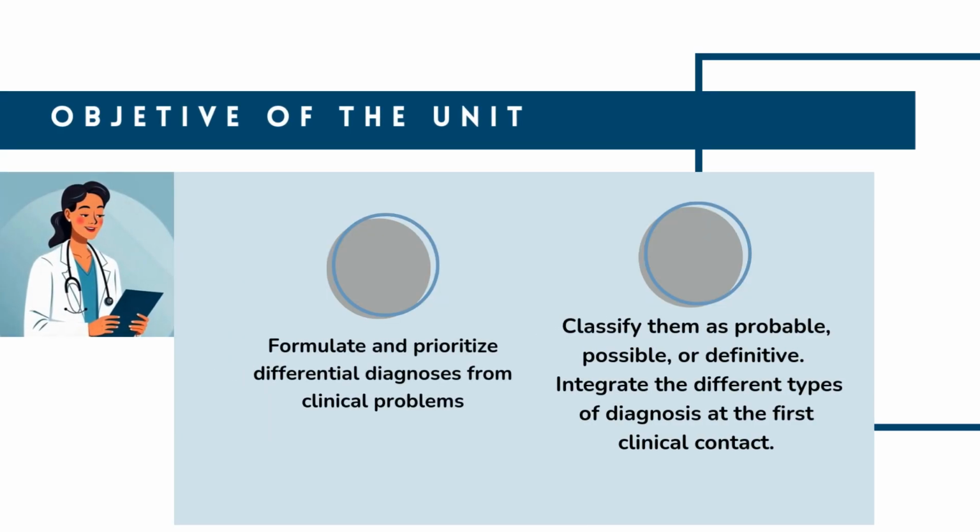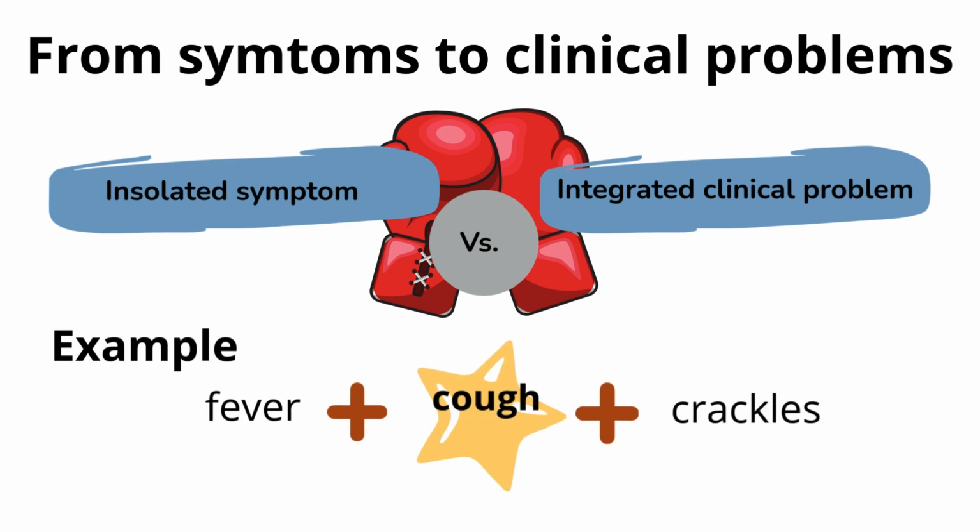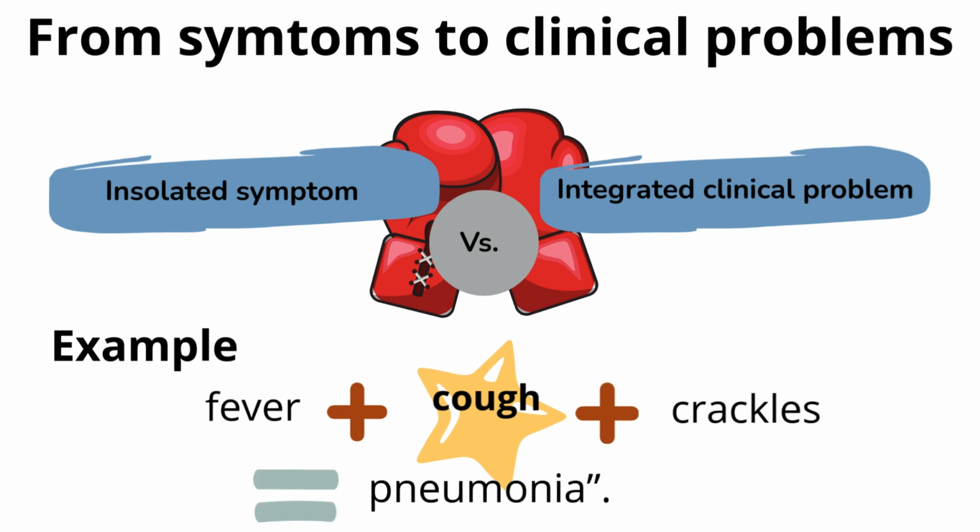The objective of this unit is that you will be able to formulate and prioritize differential diagnoses, classifying them as probable, possible, or definitive. Clinical reasoning begins with the symptoms reported by the patient, but the key step is to integrate that data into clinical problems. For example, the isolated symptom cough has little value, but if accompanied by fever and crackles, we can establish a clinical problem such as pneumonia.